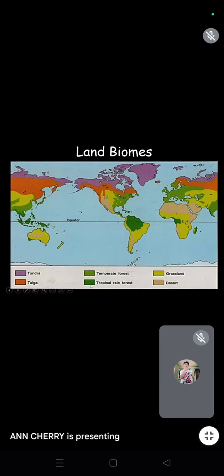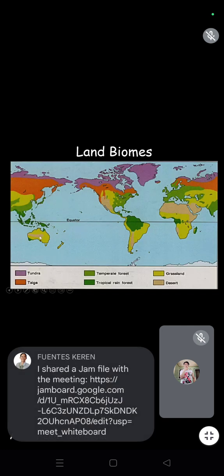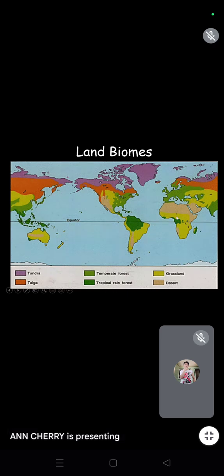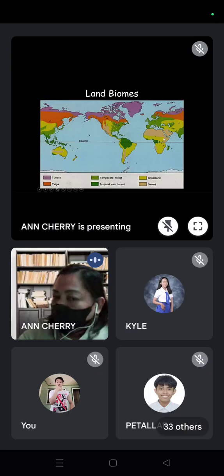And we have the tropical rainforest. So the Philippines, no, meron siyang tinatawag na tropical rainforest. Then we have the grassland and we have the desert. So ito yung Australia. So Australia also has a desert, no? Africa and United States of America also, they have desert, no? Okay.